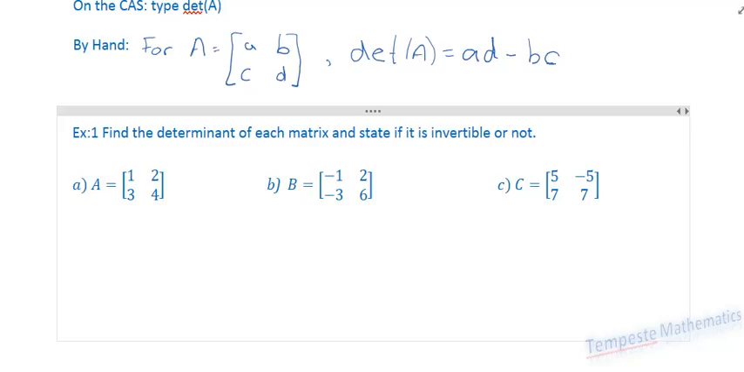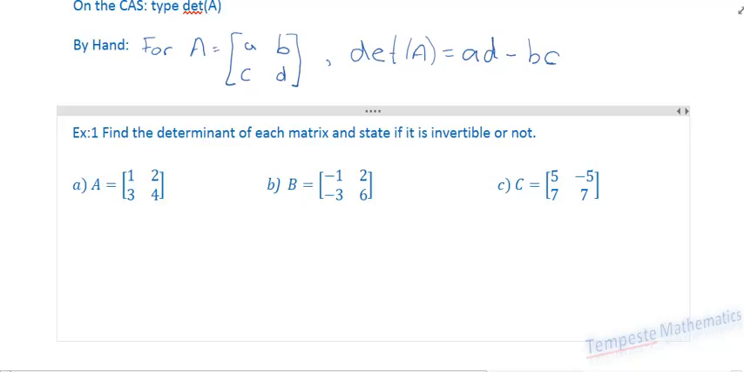Alright, so let's do a few examples of finding this fun little determinant thing. I've got 3 matrices here, all of them 2 by 2, so we can do them all by hand. Our first one is A. We want to find the determinant of each matrix and state if it is invertible or not. So can we even find the inverse? The first one is A. It is 1, 2, 3, 4, my favorite little simple matrix.